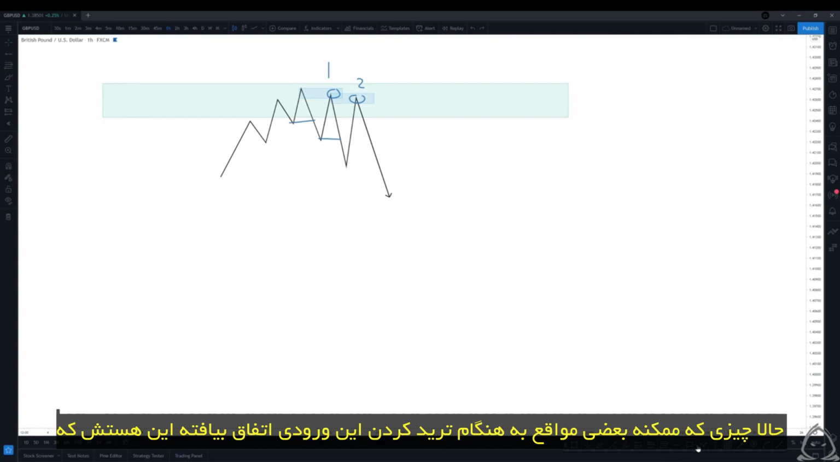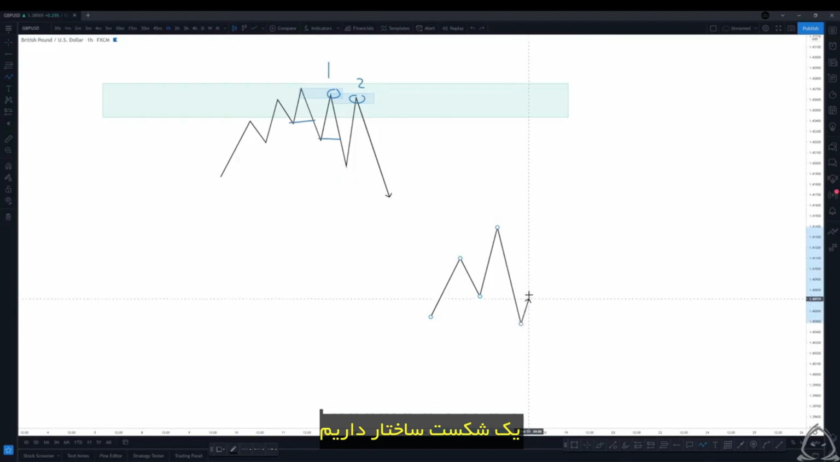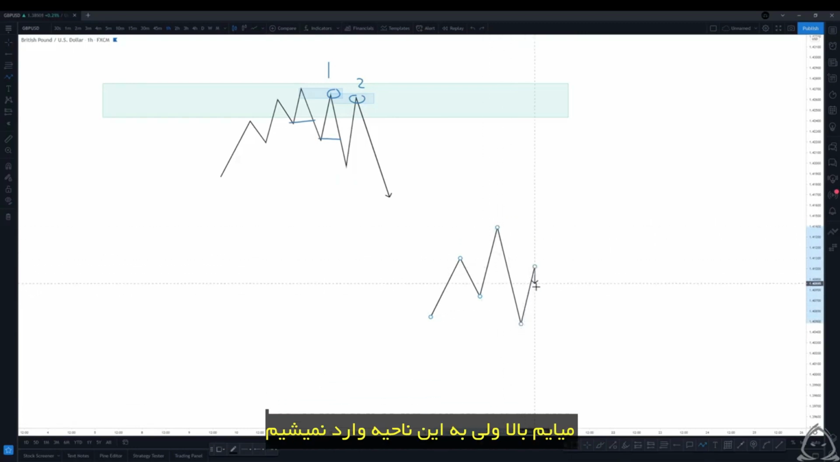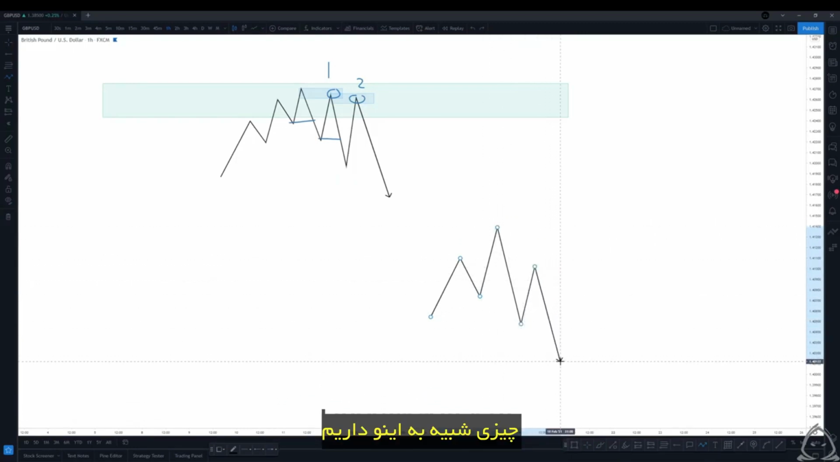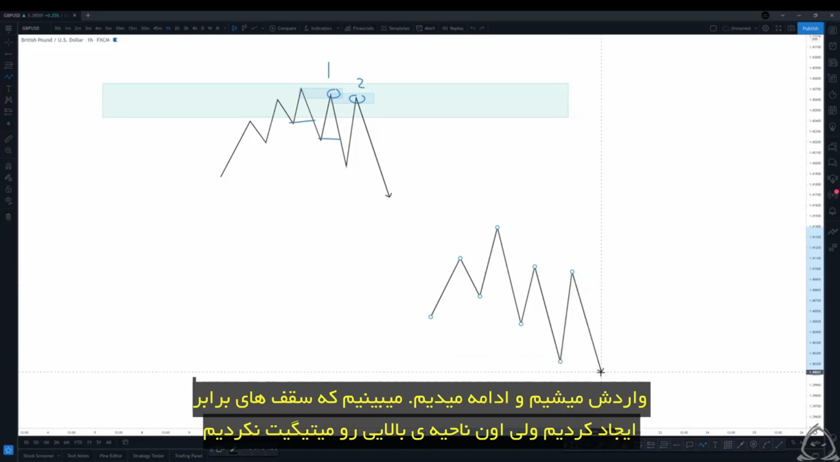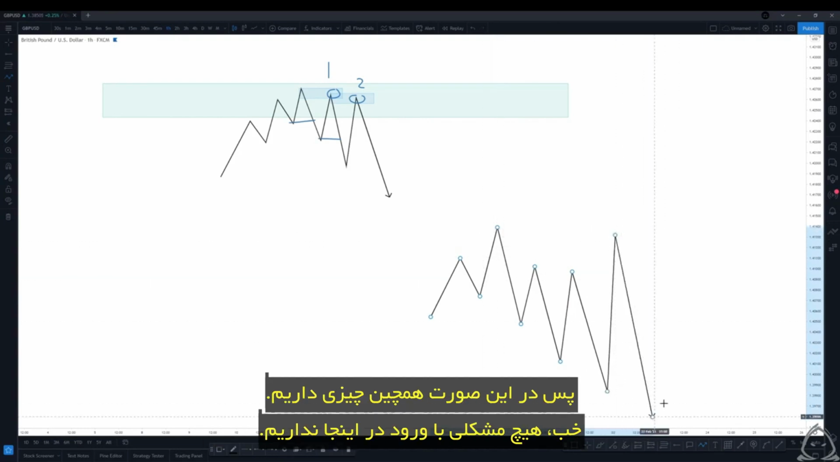Now, one thing that you may also notice from time to time when you get these sort of entries is we get that break of structure. We don't actually tap into this area. We create something like that. We tap into that, continue. We almost print equal highs, but we haven't actually mitigated the first part. So in that event, we get something like this, and we tap into that.